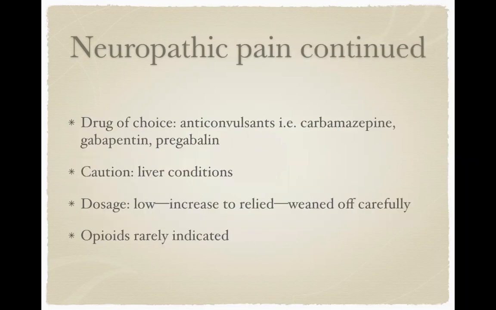And the drug of choice for managing neuropathic pain are usually anticonvulsants. So carbamazepine, gabapentin, pregabalin, these are usually the drug of choice. Again, you just have to be very cautious of liver conditions before prescribing these drugs. And when prescribing these anticonvulsants, you usually have to start at a very low dose and increase until relief is accomplished. The drug shouldn't be stopped abruptly either because it starts giving the patient a lot of issues. So you have to usually wean off these drugs carefully.